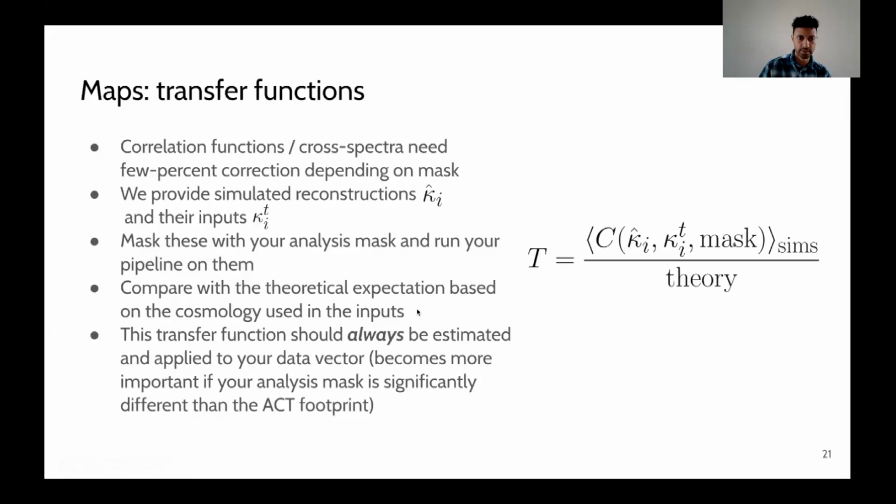And we don't expect this to be more than a couple of percent at most. In most cases, it's much less than 1%. And so this transfer function should always be estimated and applied to your data vector. Otherwise, you could be off by a couple of percent. So that's all I wanted to point out about the subtleties in the products. I'm going to now pass to Zach Atkins, who is going to tell us about generalities associated with the ACT DR6 notebooks.